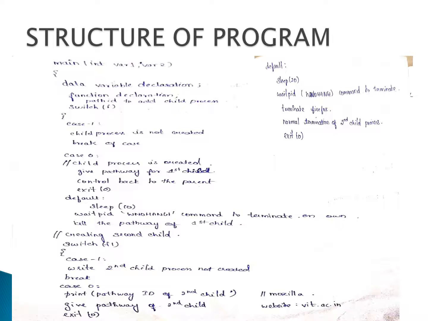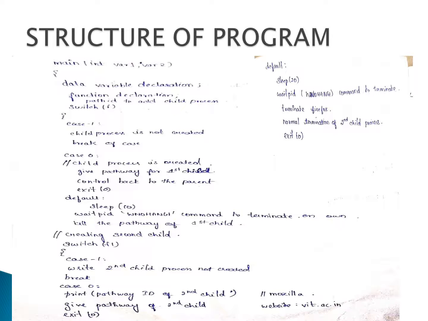Then we gave a default sleep time of 10 seconds where the program displays nothing, no process takes place, and after 10 seconds the second child is created. Before that, if the first child is not getting terminated, then we give a command of WNOHANG, where the command gets terminated on its own even if the sleep is not working. And then we kill the pathway of the first child.